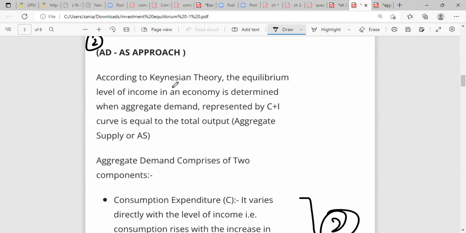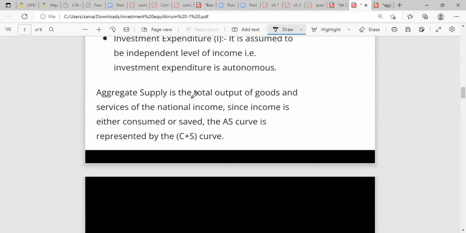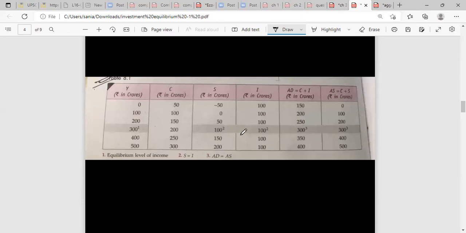Okay, so according to Keynesian theory, the equilibrium level of income in an economy is determined when aggregate demand, represented by the C plus I curve, is equal to total output, aggregate supply. Okay, so this is from AD, and you will write the first thing. According to Keynesian, it means when AD equals AS, only then are we going to find it out. Okay, now this is the schedule, very very important. The only difference is of schedule only.